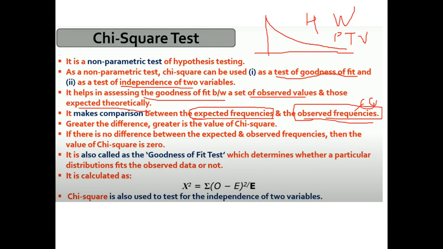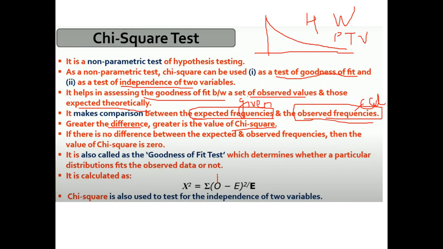This is to be calculated and this is given, and based on that you will calculate the fitness. So if they are too much different, this chi-square value will be higher. The formula is quite straightforward.